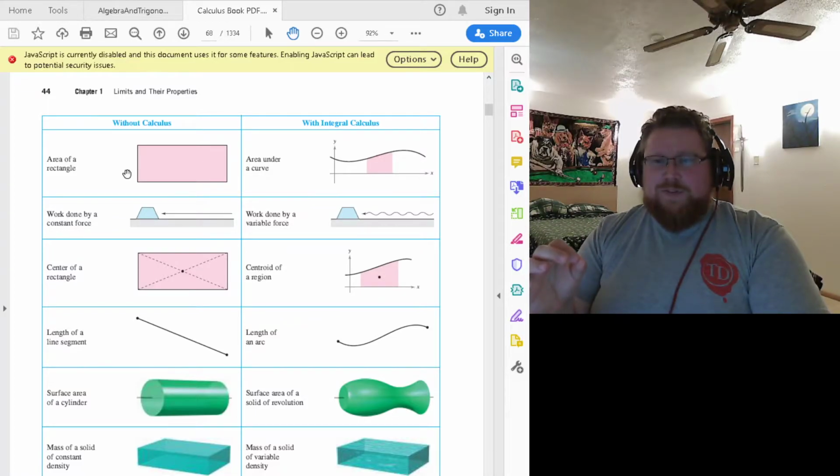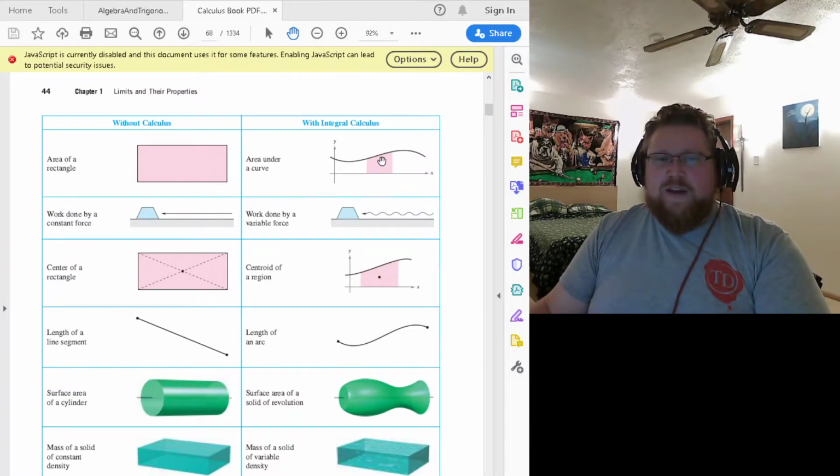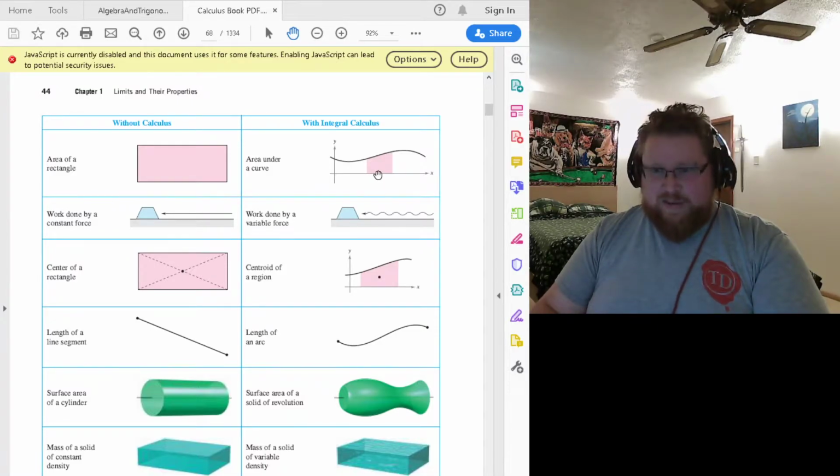But what if the shape isn't a standard shape? Like, what if it's like an amoeba shape, or like a curved shape, like this one here in our picture here? How would we find the area of this pink space? Well, you can't do that without calculus.